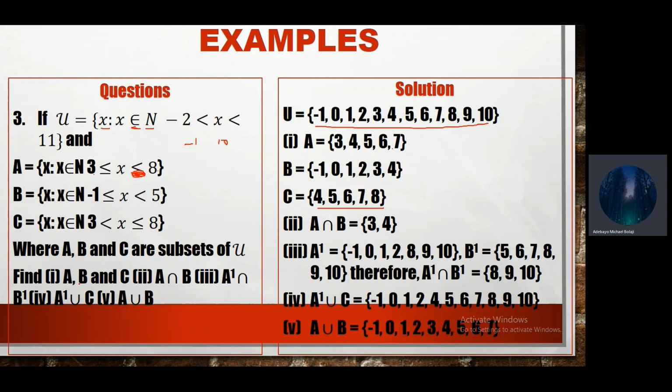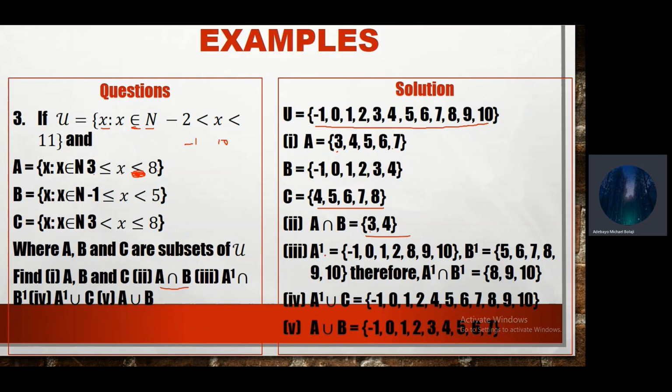Now let's go on to our questions. The first question says find A, B, and C, which you've done. The second question says find A intersection B. We talked about union in the last examples. In this one we are looking at intersection. Intersection means the common elements between set A and set B. Look at set A, look at set B. What are those that are common? 3 is common and 4 is common. So A intersection B is 3 and 4. Is that okay? That's all.